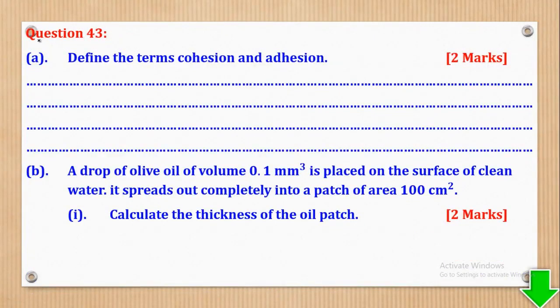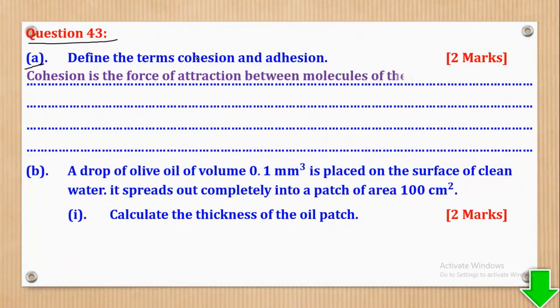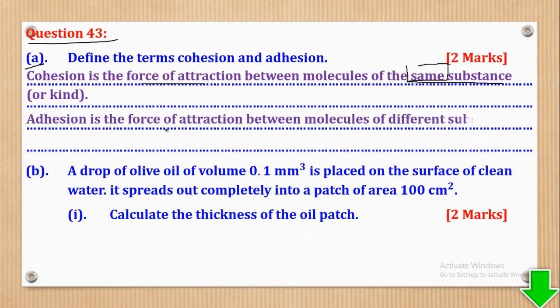So that was question 42. Now we shall go to question 43. 43 part A says, define the terms cohesion and adhesion. So you say that cohesion is the force of attraction between molecules of the same substance or same kind. So the keyword here is same. What about adhesion? Adhesion is the force of attraction between molecules of different substances or different kinds. So the keyword here is different.